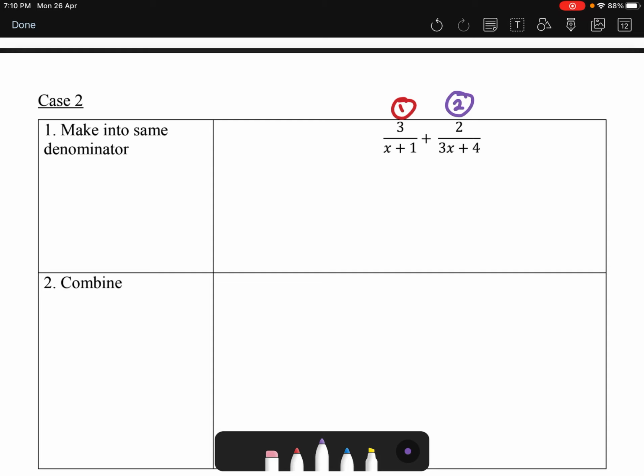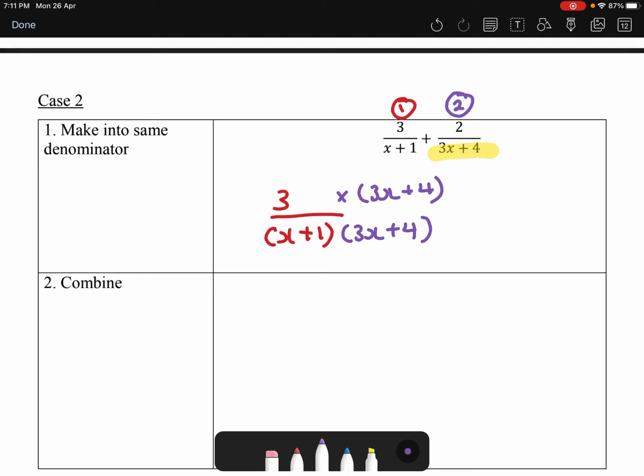Whenever you have such a scenario, you just multiply. So for the first term, x, just put a bracket, x plus 1. You multiply by the denominator of your second term, which is 3x plus 4. Let me just put a 3 here. So for the first term, you multiply by 3x plus 4. When you do this to the bottom, you must do this to the top. Multiply by 3x plus 4.